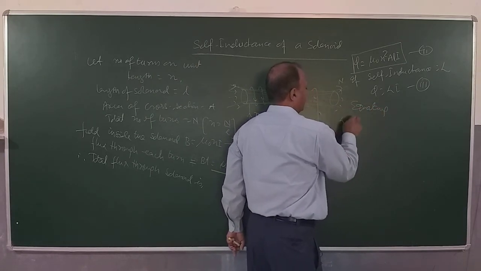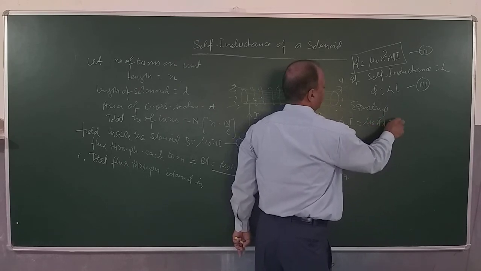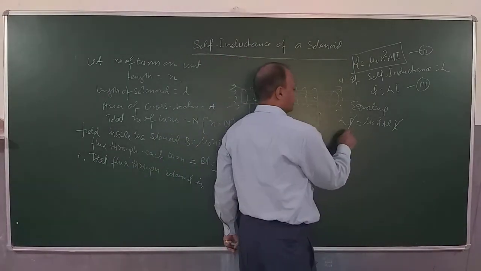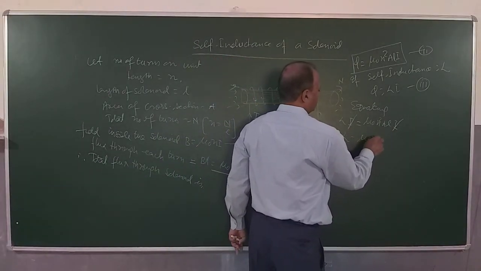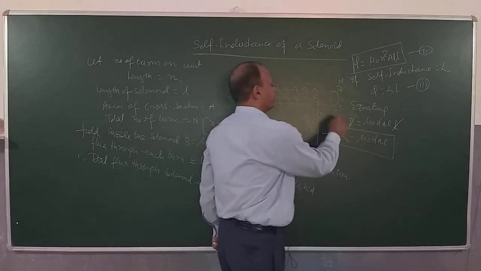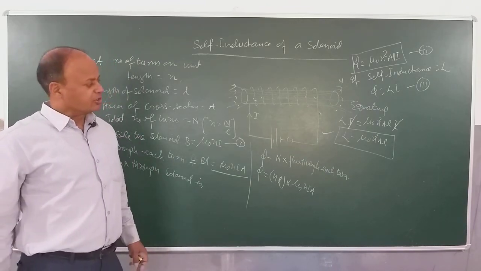equating, I get L I equals mu naught n square A l into I. Now if we cancel out I and I, then how much is self inductance, children? L equals mu naught n square A into l. So children, this is the formula for self inductance of a solenoid.